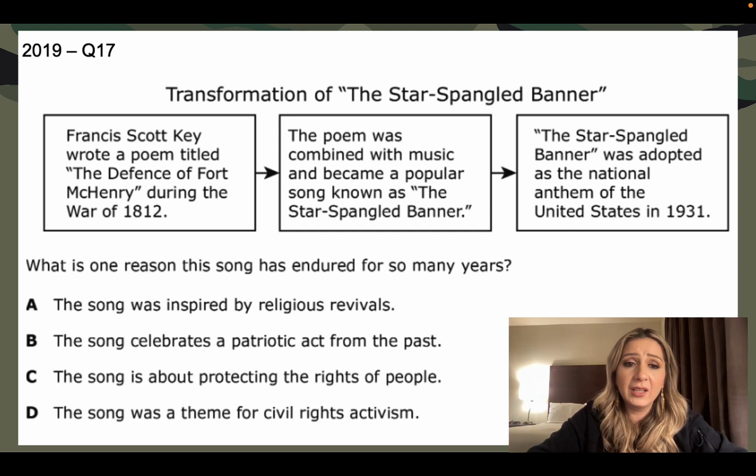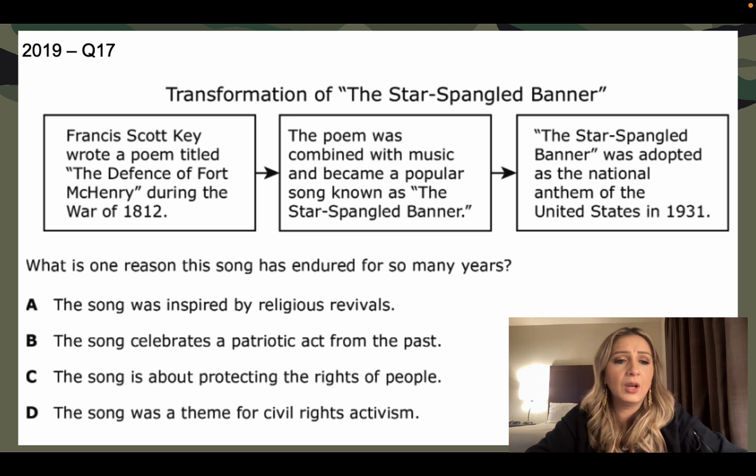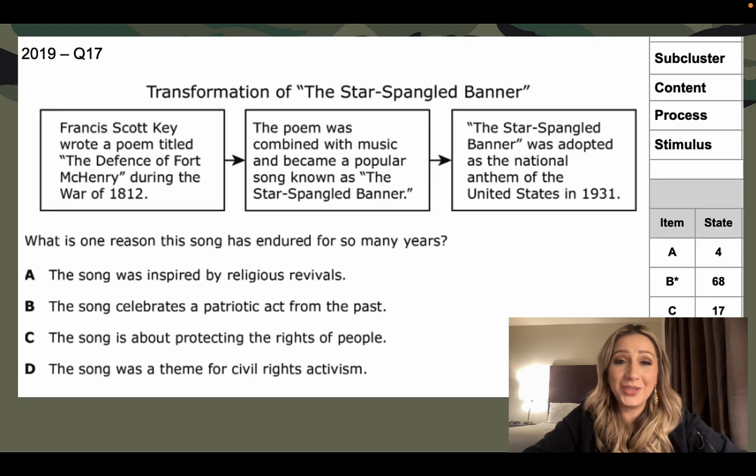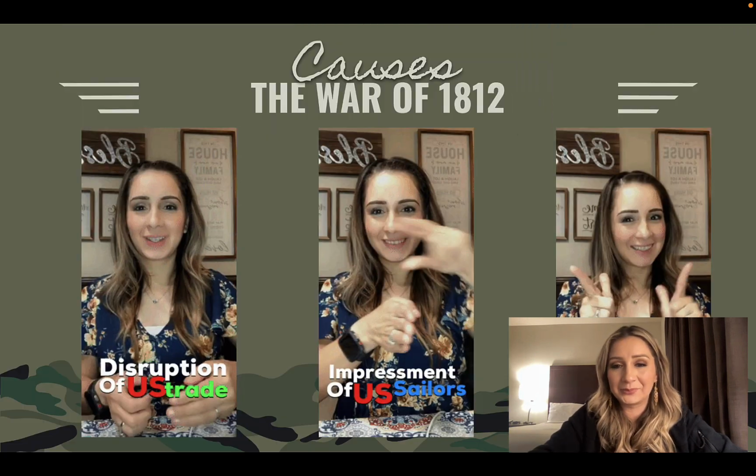Is it A, the song was inspired by religious revivals? Is it B, the song celebrates a patriotic act from the past? Or C, the song is about protecting the rights of people? Or finally, letter D, the song was a theme for civil rights activism? Go ahead and take your time answering this question. So the answer to this question is B, the song celebrates a patriotic act from the past.